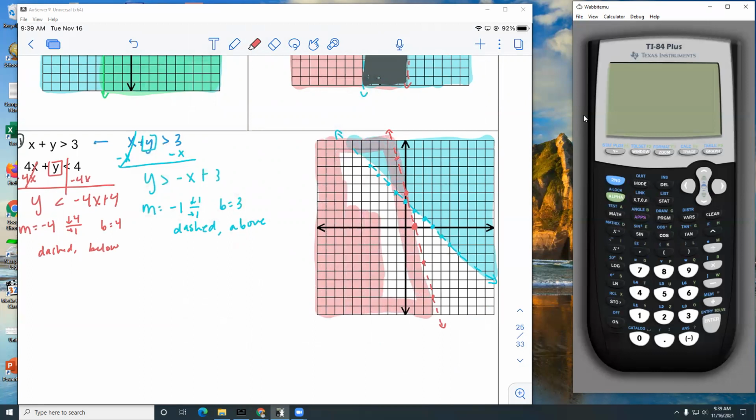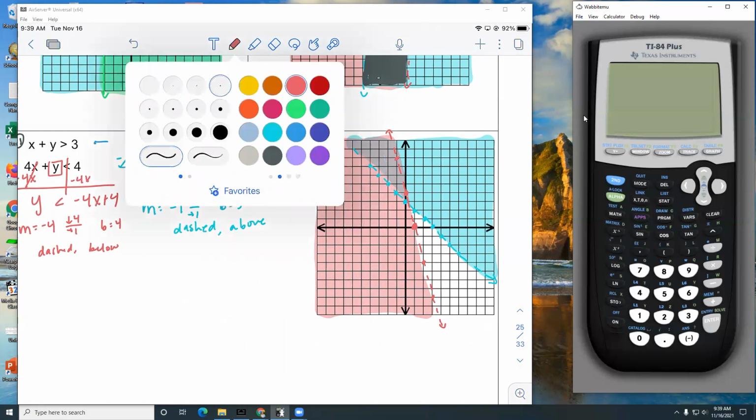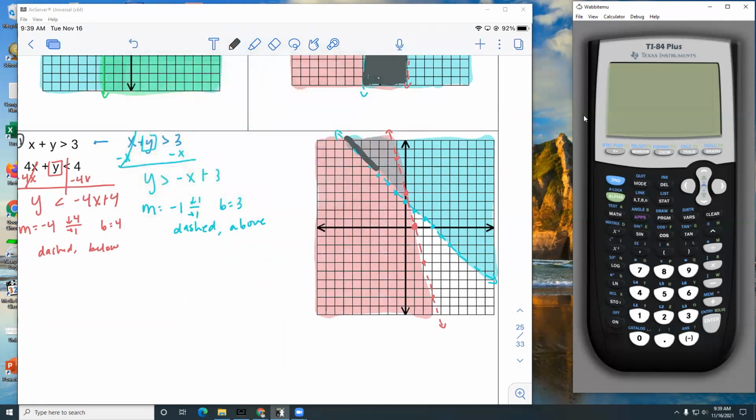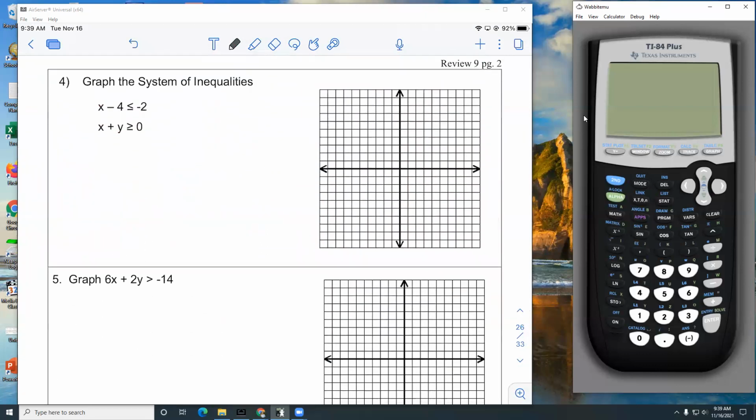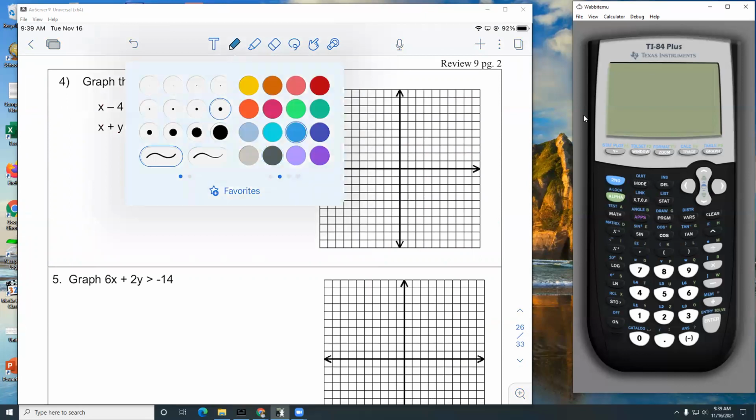And again, guys, the whole point of solving for these inequalities is I'm trying to find where my shadings overlap. So for me, my shadings overlap in this little weird triangle area right here. It's where my shadings overlap. All right, next page. Let's do the exact same thing for number 4.